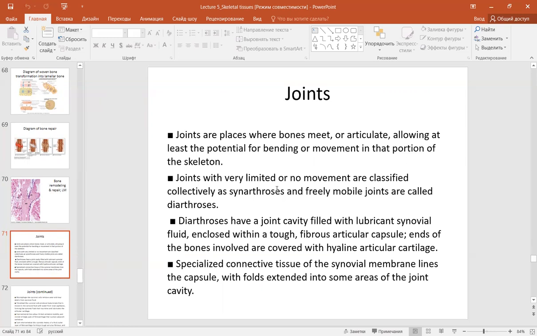Ends of the bones involved are covered with hyaline articular cartilage, which, as you probably remember, doesn't have a perichondrium. Specialized connective tissue of the synovial membrane lines the capsule, which with folds extends into some areas of the joint cavity.